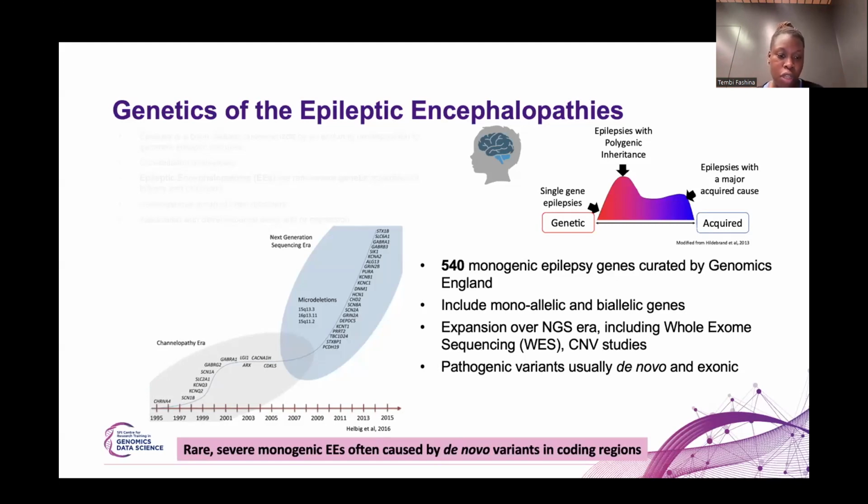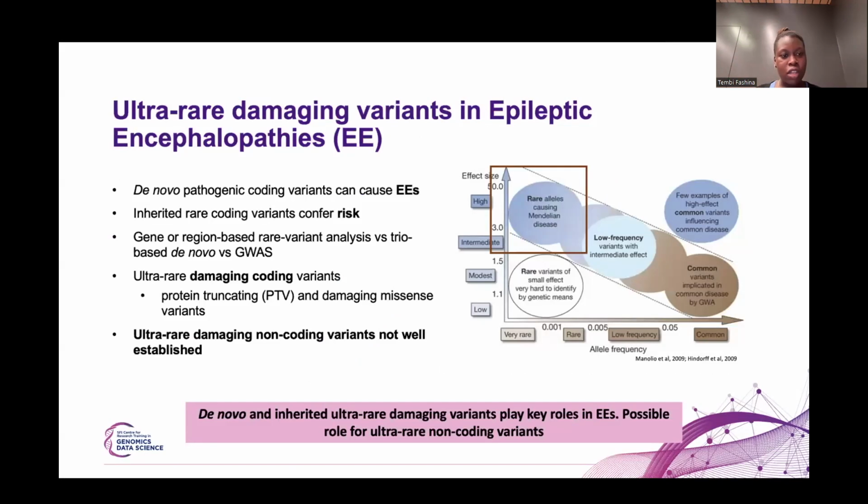Now, we've established that de novo pathogenic coding variants can often cause EEs, but we're starting to see evidence due to work of different large consortiums that inherited rare coding variants can also confer some risk in the EEs. And when we look at this chart on your right, you'll see that we are sitting somewhere at the top left in the brown box, where we're starting to see that rare alleles can drive Mendelian disease in the epilepsies, which is something we haven't really seen before. But for common epilepsies, we would be around the, sorry, let me find my laser.